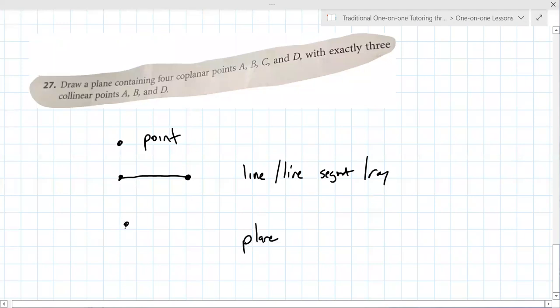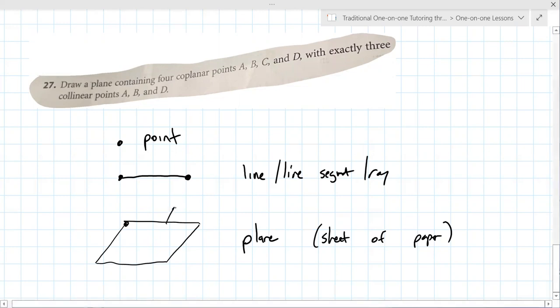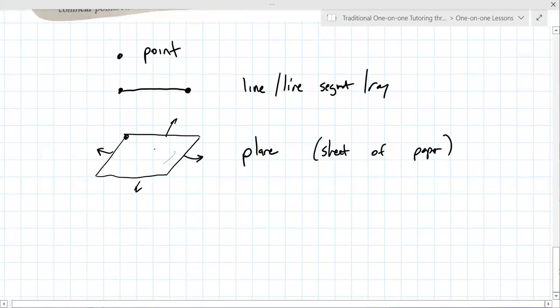A plane is kind of hard to draw, but this is the general shape of a plane here. The plane is like a sheet of paper. If you hold it up, it actually extends infinitely in each direction. Like when you're playing a video game, the worlds you're playing in are like a plane. They extend out forever, generally.